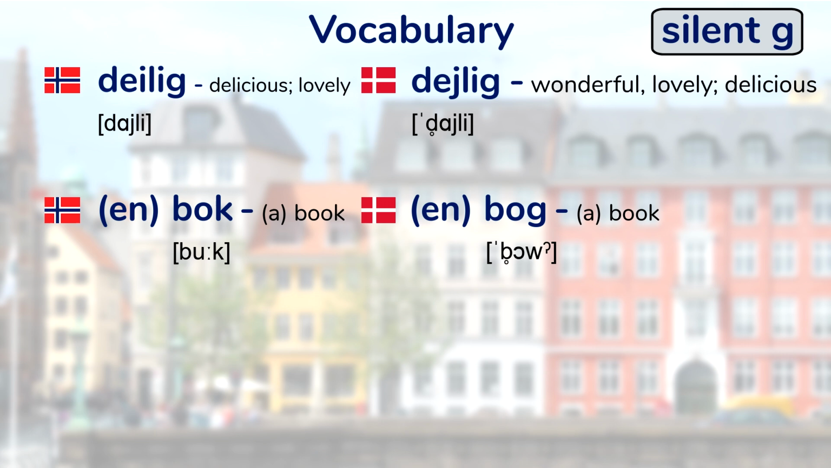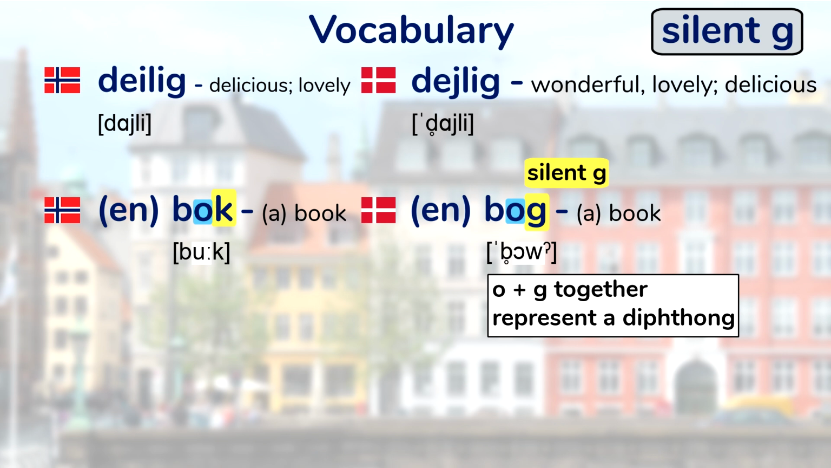These words mean book in Norwegian, bok, and in Danish, bog. Notice the final K in the Norwegian word and the G in the Danish word. In Danish, the final G is silent. The vowel represented by O is also different. In Norwegian, it's more like U, while in Danish, it's more like O. But here, the O and G together actually form a diphthong.